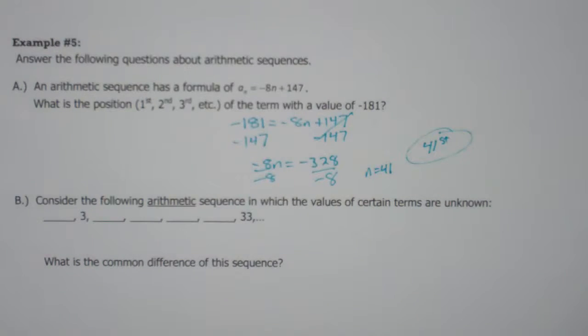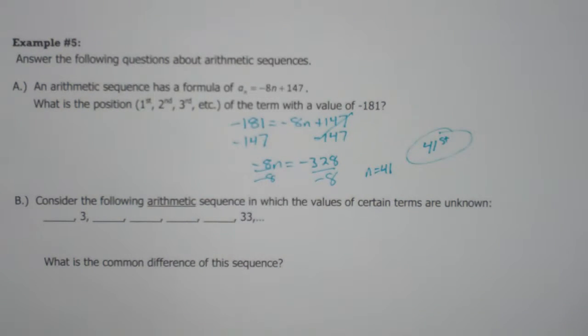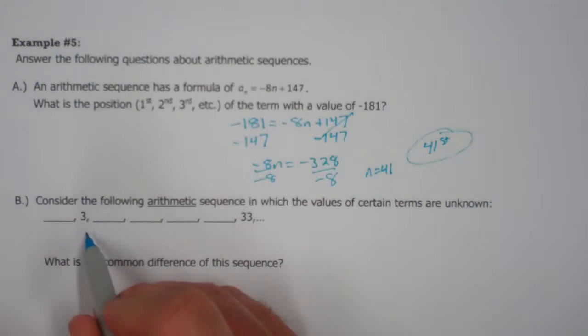Let's work with part B. Part B says consider the following arithmetic sequence in which the values of certain terms are unknown. And our question is, what is the common difference of this sequence? And I think probably we're going to have to fill these in. At first glance, this seems kind of tough. You could do a lot of guess and check. That would work eventually. Let me show you a different way to approach this though.